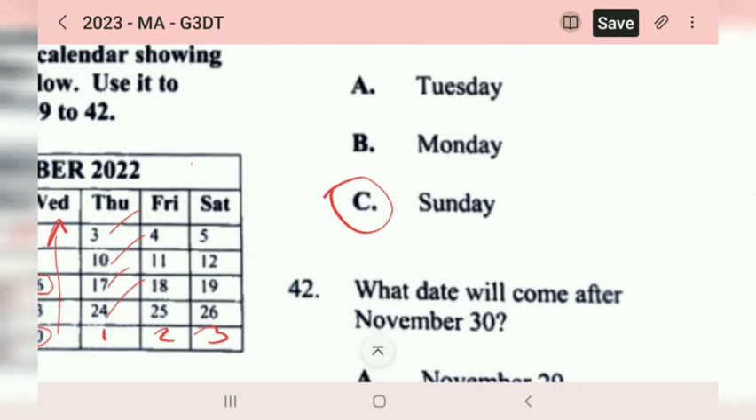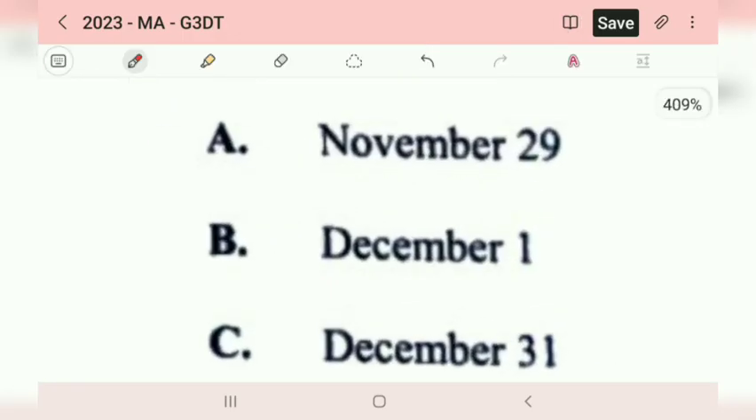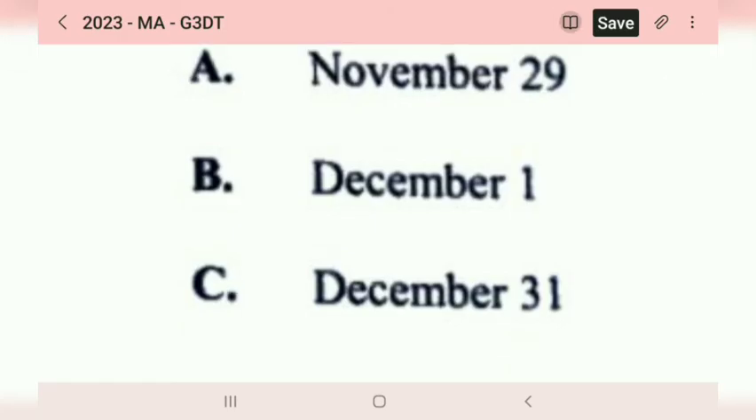Let's see if they have that. Which date will come after November 30? The answer is right here. Shout it out. A little louder than that. Louder, louder, louder. Like when your house wins sports day. Alright, it's at B, December 1. December 1 comes after November 30.